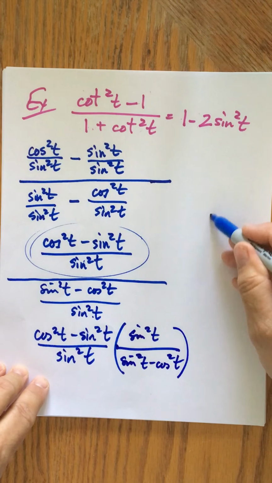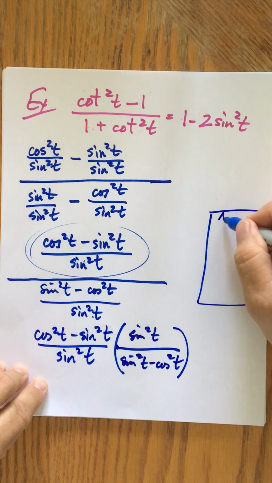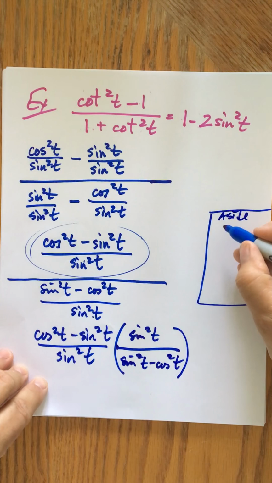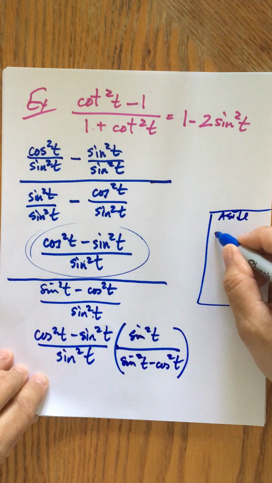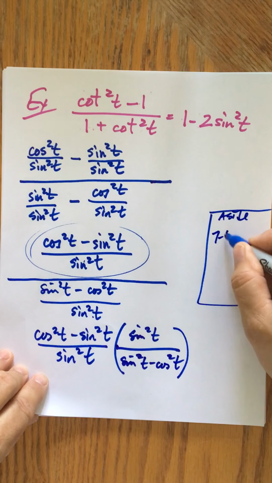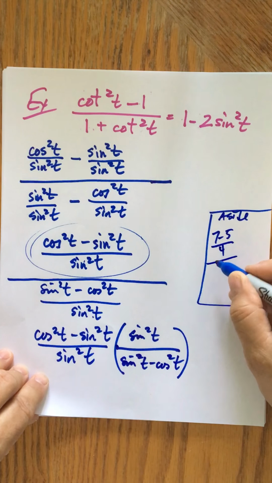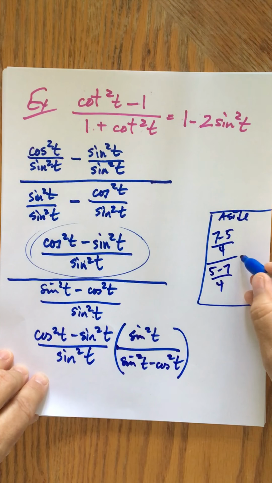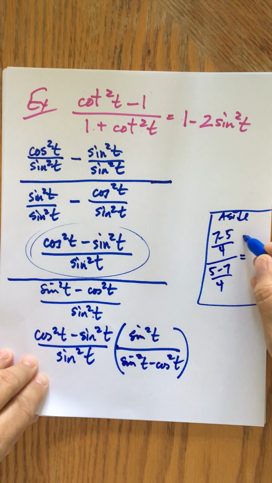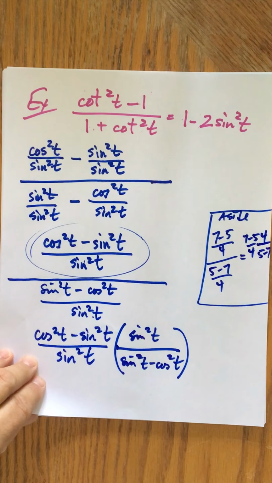And again, if this doesn't make sense, here's the aside. If I had, I don't know, 7 minus 5 over 4, and then 5 minus 7 over 4, that's the same thing as 7 minus 5 over 4 times 4 over 5 minus 7. Right, so this gets flipped and multiplied.